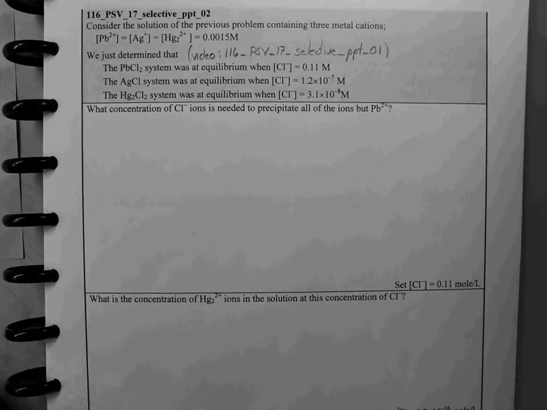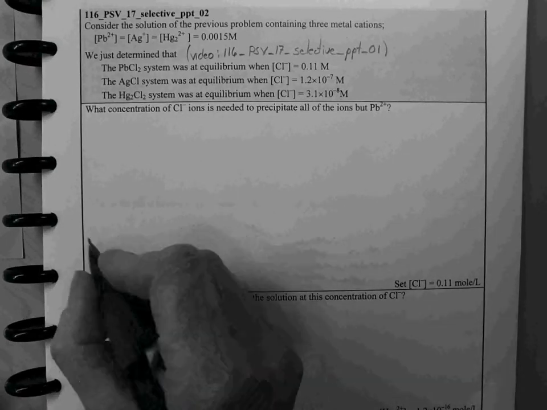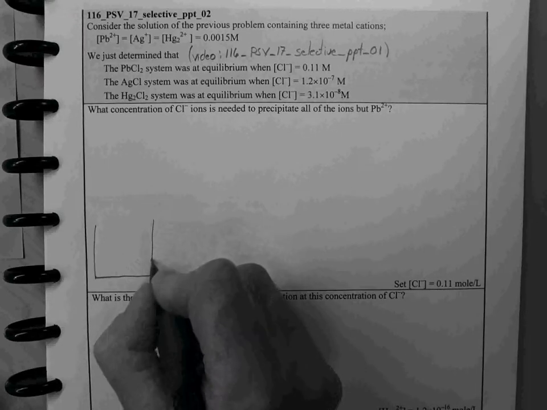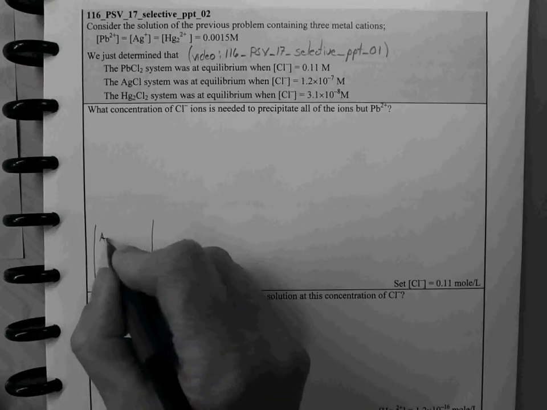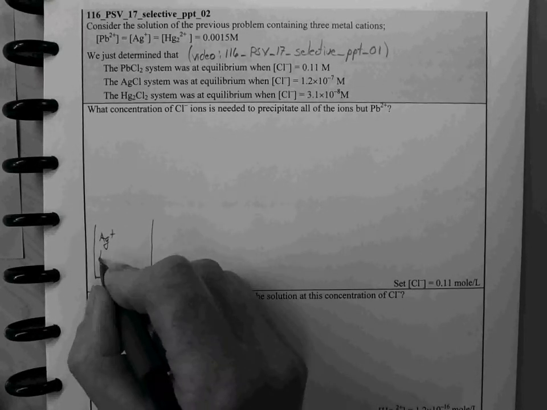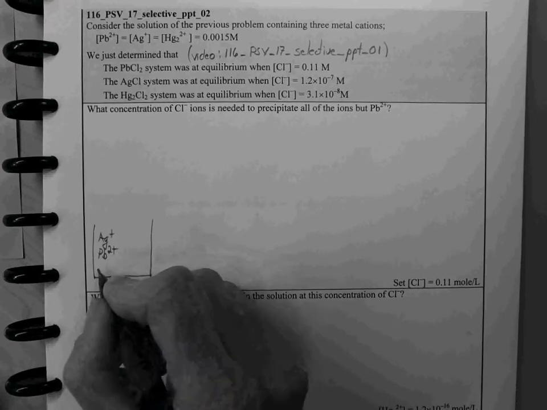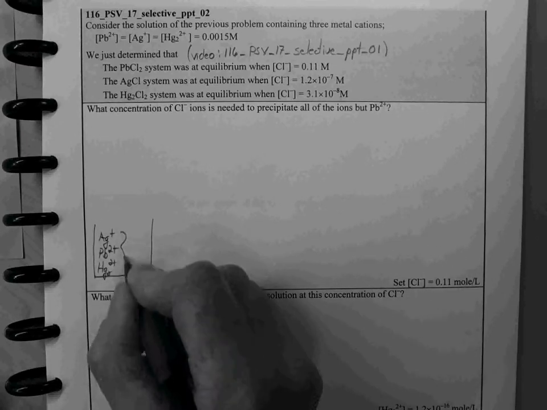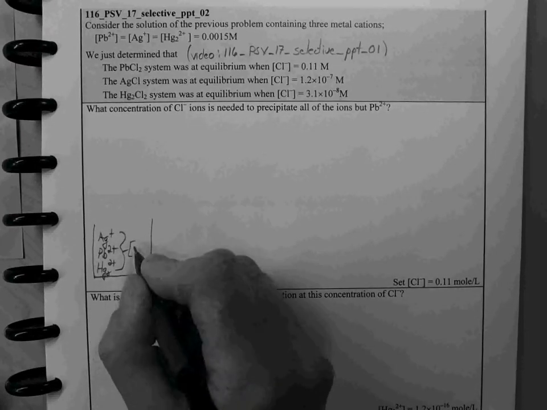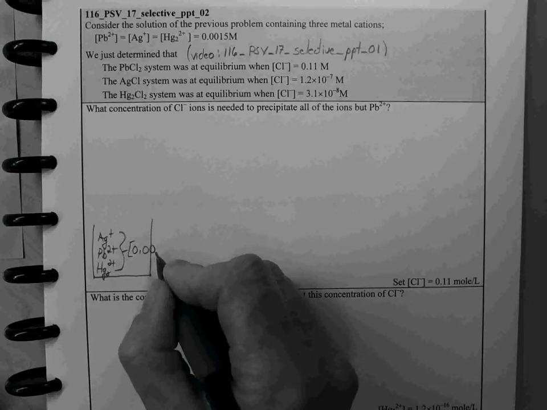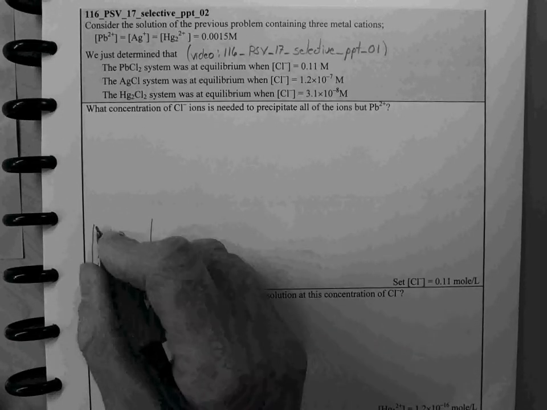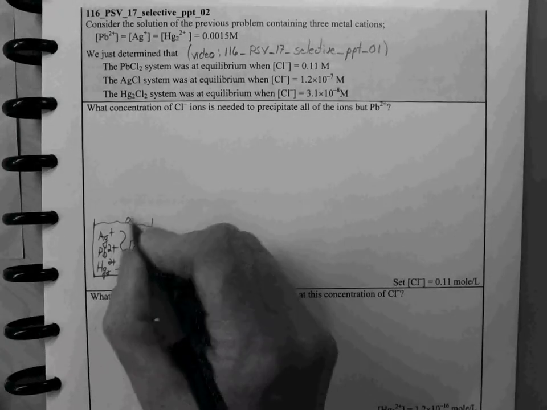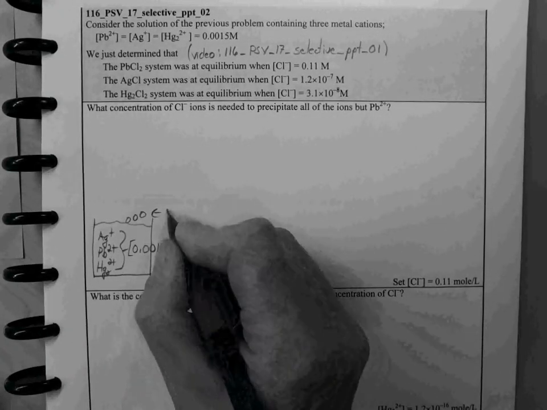This is selective precipitation. Physically, let's understand what's going on here in the beaker. We have this beaker. It contains silver plus ions, lead 2 plus ions, and mercury 1 ions. All of these have the same concentration, 0.0015 moles per liter. And what we're doing is adding sodium chloride.